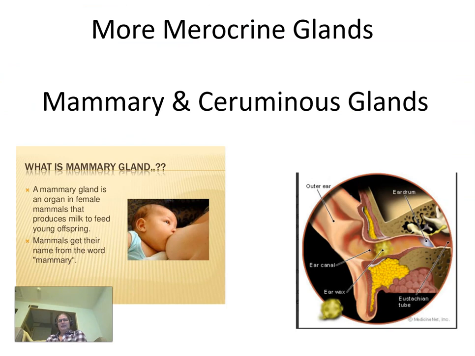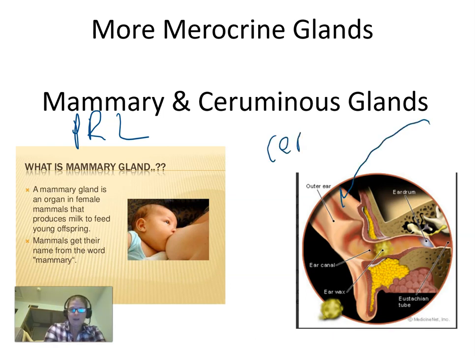Now, two other examples, they're actually in the integumentary unit, but I'm just going to cover them now. Mammary glands and ceruminous glands. So mammary glands are under a hormone called prolactin, or we say PRL, and you probably know they produce milk in mammals. That's how we feed our young. And ceruminous glands are going to make cerumen, which is earwax, which is there basically to protect you and prevent things from climbing in your ears.